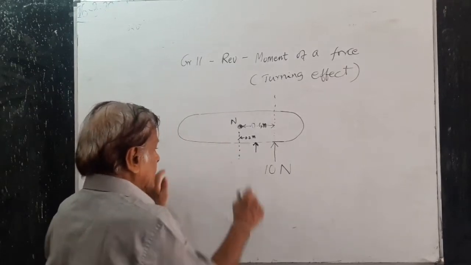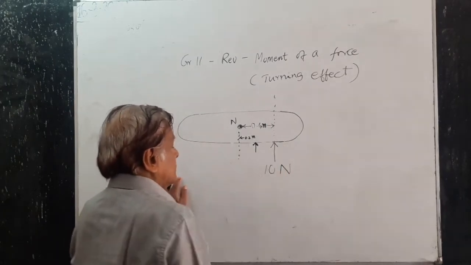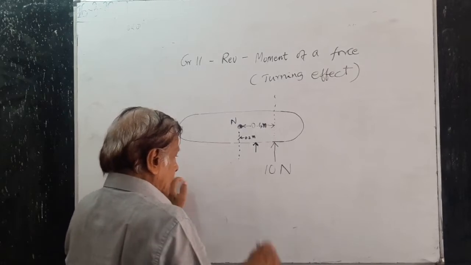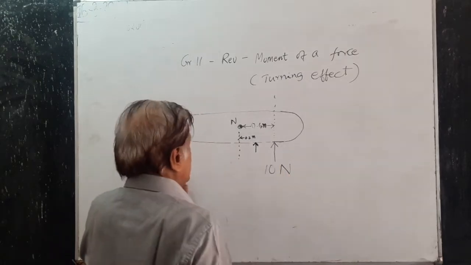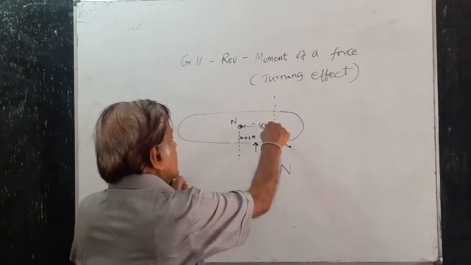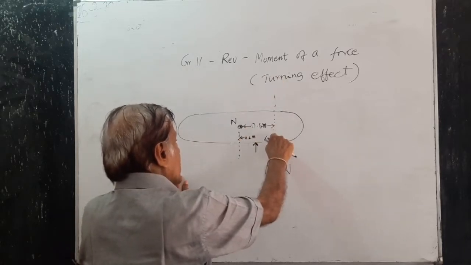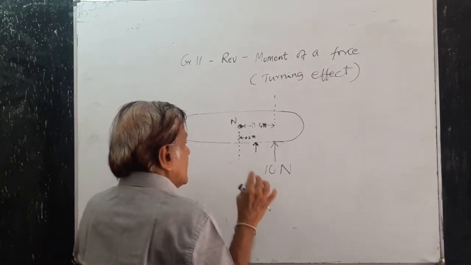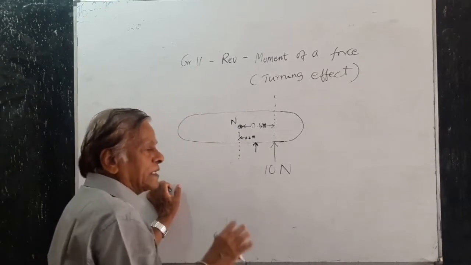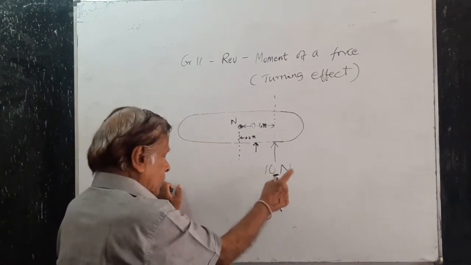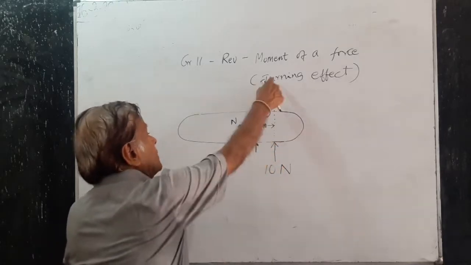Now think, you are applying a force of 10 newtons to this object. This dotted line shows the line of action of this force. The line of action of this force of 10 newtons is this.